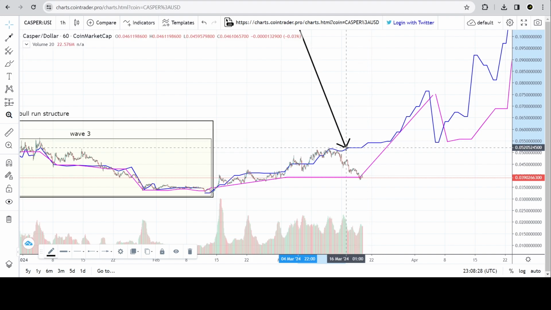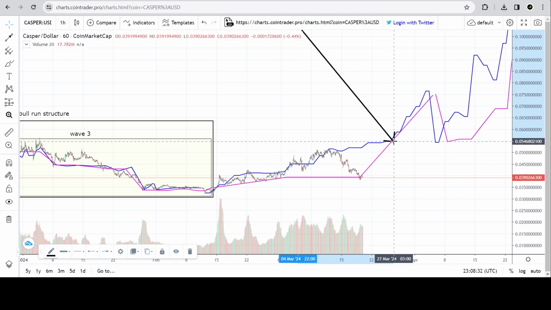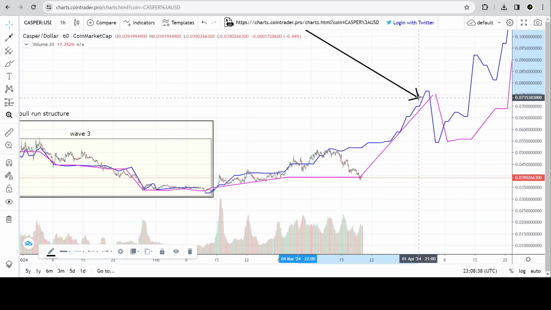Now, this blue fractal is the other option. It could kind of just slowly grind its way, continuing the slog. At this point right here in the blue fractal is where we start making faster progress, but there is something important to understand with this Casper bull run.